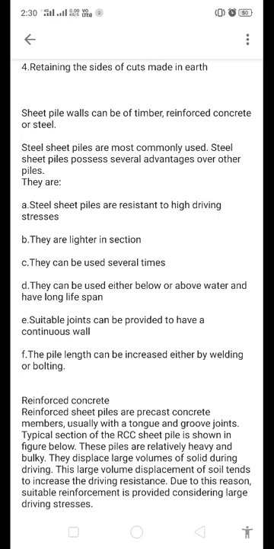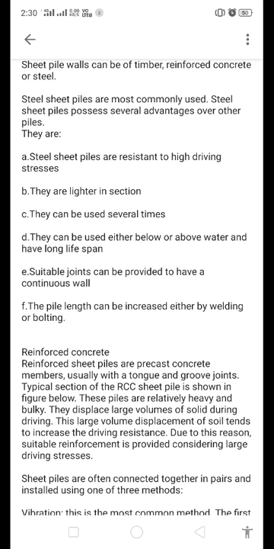What are those? The steel sheet pile is resistant to high driving stresses, because while driving, the piles will carry the stresses, and due to this high stress resistance, steel sheet piles have more advantages. It is more stress capable. They are also lighter in section. Obviously, steel is lighter in section.